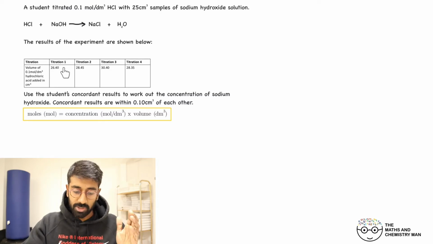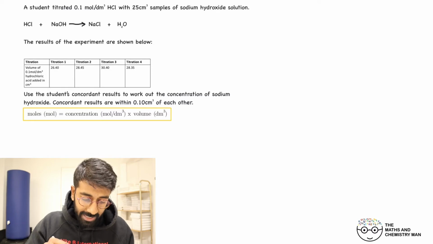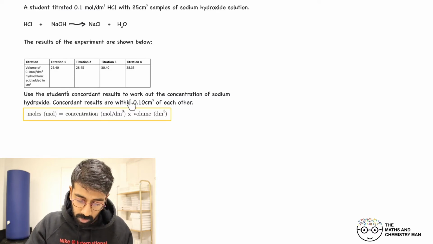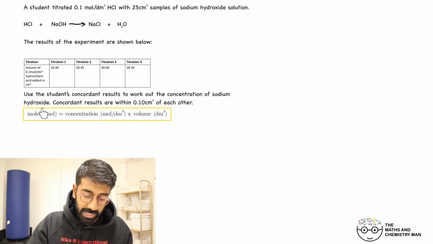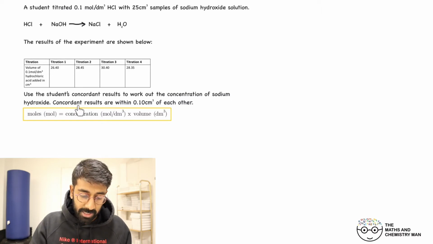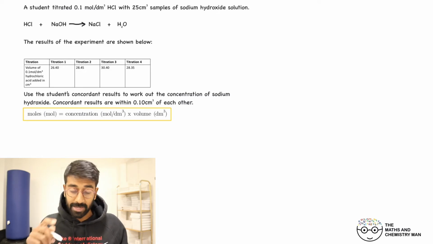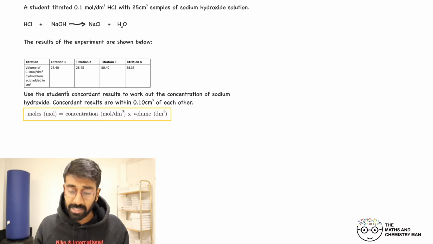You've got titration number 1, 2, 3, and 4, and what volume of hydrochloric acid was actually added. What you've got to do is use the student's concordant results to work out the concentration of sodium hydroxide. And I put there as well, concordant results are within 0.1 cm cubed of each other. So that's very handy. Okay, jot this out, have a quick go, and we'll catch up in a few seconds to go through the answer.